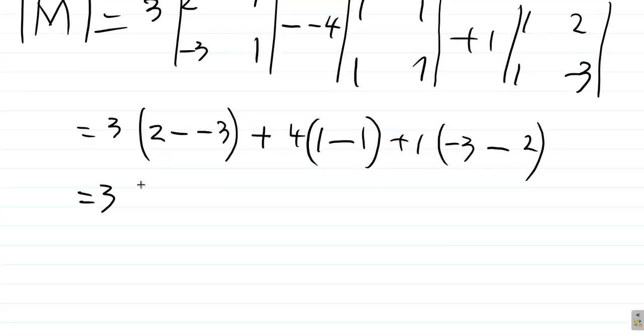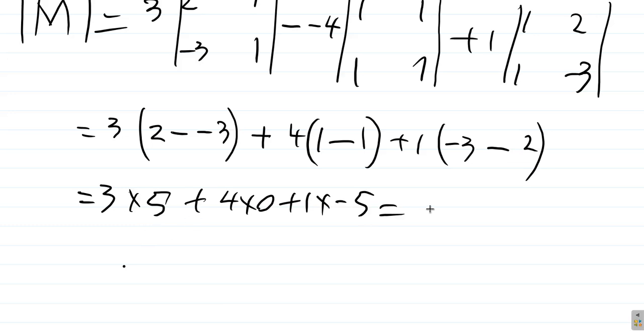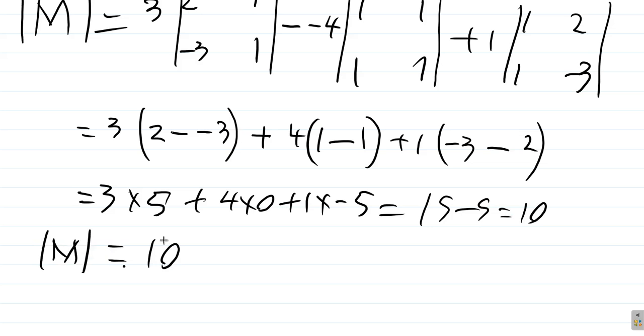So it's 3 times 2 plus 3, because 2 minus negative 3. So it will be the same as 2 plus 3, which is 5, plus 4 by 0, plus 1 times negative 3 minus 2 will be negative 5. Alright, negative 3 there, negative 5. So this will be 15 minus 5, which is 10. Alright, so the determinant is equal to 10. So we know the determinant.